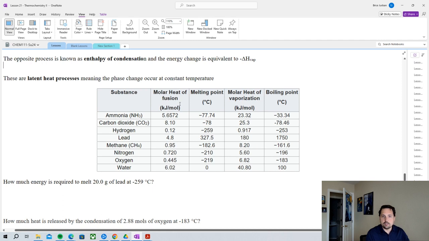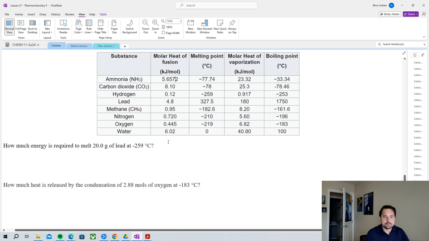Here are some molar heat of fusion and vaporization values for some common substances and their melting points and boiling points. With this data, you can figure out a heating curve really quickly. We'll see that the heat of fusion of water is quite high compared to some of these other substances, which have fewer intermolecular forces. So water has really strong intermolecular forces. Interestingly, carbon dioxide has a high heat of fusion, as well as ammonia, which makes sense to me.